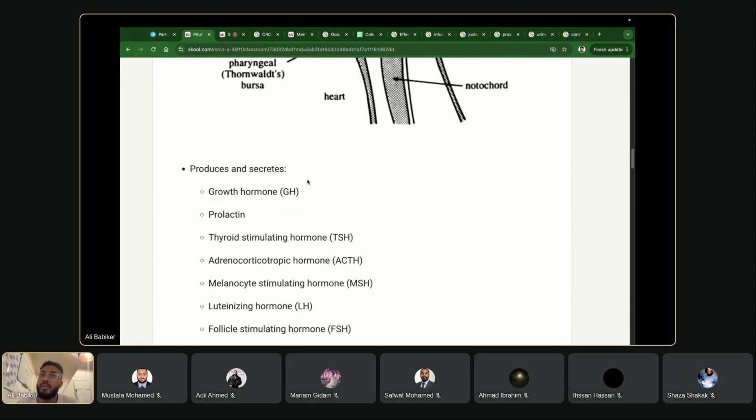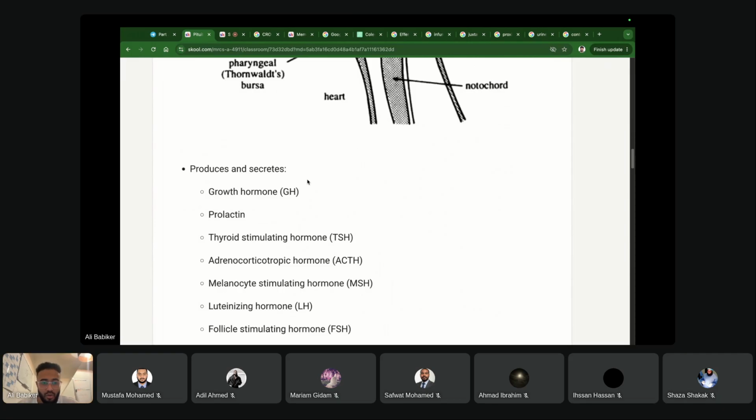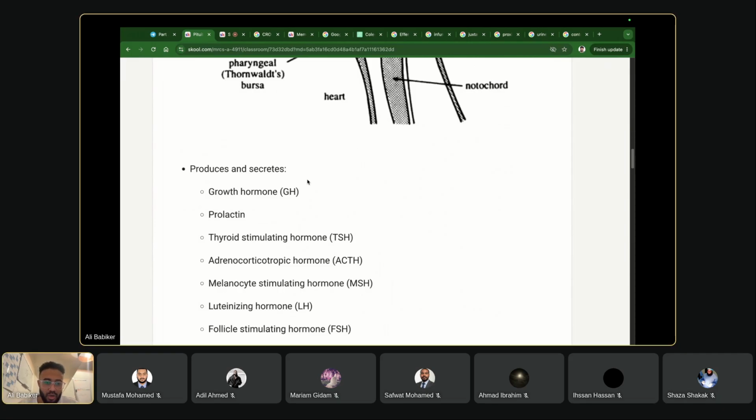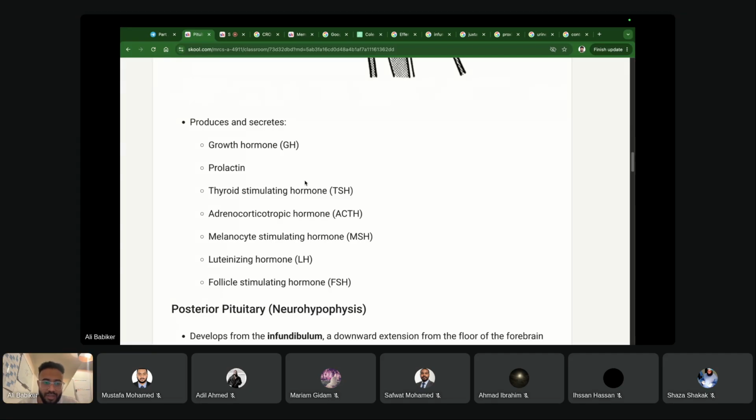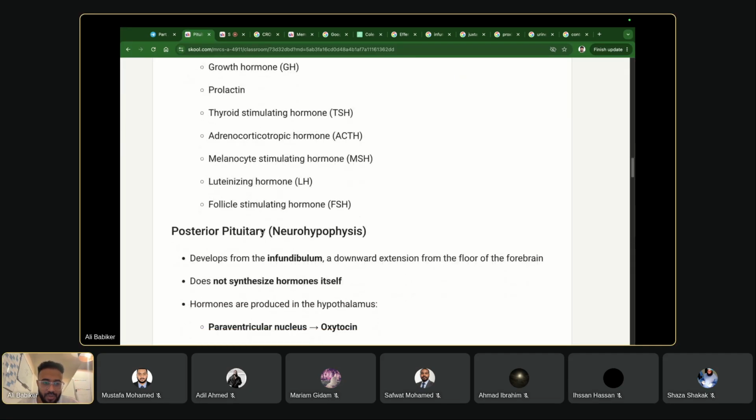It produces and secretes, and we're talking about the anterior one: growth hormone, prolactin, thyroid stimulating hormone, adrenocorticotropic hormone, melanocyte stimulating hormone, luteinizing hormone, and follicle stimulating hormone. All of this comes from the anterior pituitary.